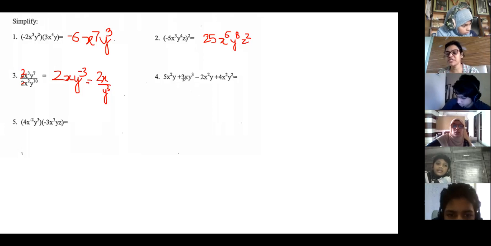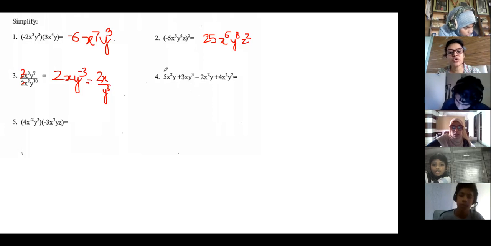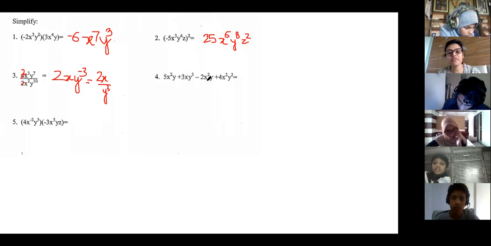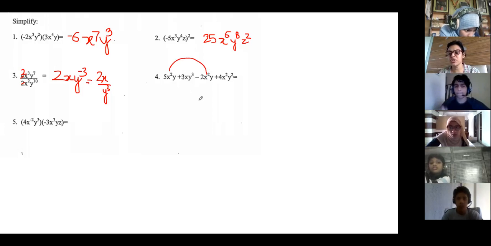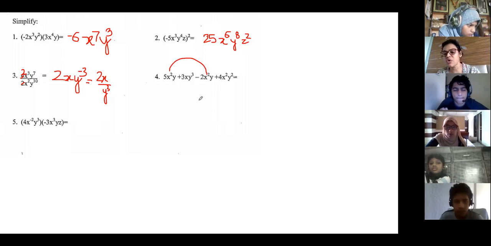Ma'am, we will add 5 and 4? You can add 5 and minus 2, correct? Ma'am, x square y and 4 x square y, so these two are like terms. In algebra, you can add and subtract like terms only. But multiplication and division can be done with unlike terms also.